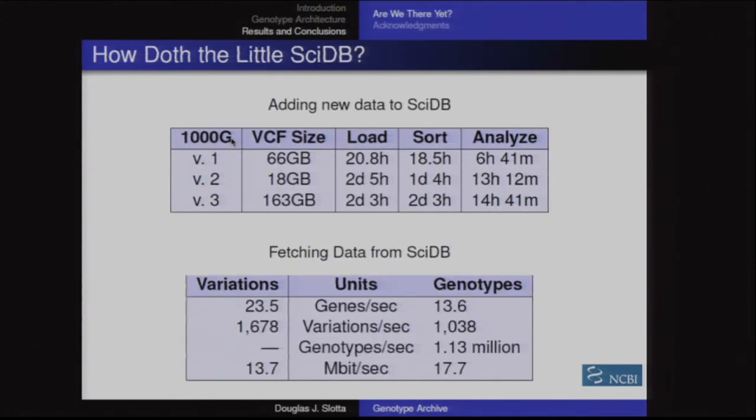This is based upon SciDB. You can see how long it takes to load and to run our data, but once it's up and loaded, it's pretty fast. We can get about 13 genes a second, which doesn't sound too fast until you realize that's 1.13 million genotypes a second, and this is just based off a small cluster right now.